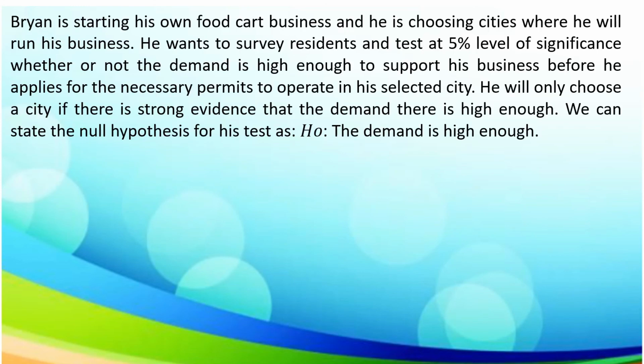Now, let us apply type 1 and type 2 error in the following situation. Brian is starting his food cart business and is choosing cities where he will run his business. He wants to survey residents and test at 5% level of significance whether or not the demand is high enough to support his business before he applies for the necessary permit to operate in the selected city. He will only choose a city if there is strong evidence that the demand there is high enough. We can state the null hypothesis for this test as the demand is high enough.